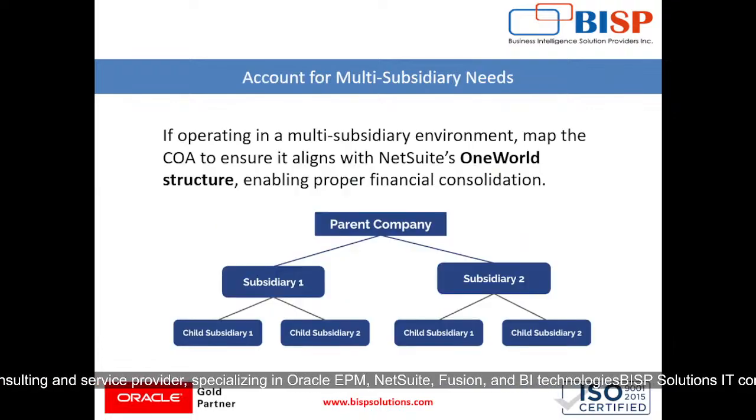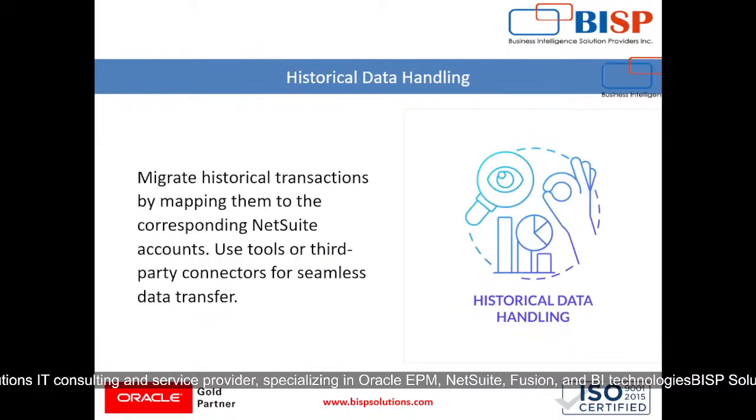Then comes our account for multi-subsidiary needs. So if we are operating in a multi-subsidiary environment, we will be mapping the CoA to ensure it aligns with NetSuite One World structure, which enables proper financial consolidation. Then comes the historical data handling, where we will be migrating historical transactions by mapping them to the corresponding NetSuite accounts using tools or third-party connectors for seamless data transfer.